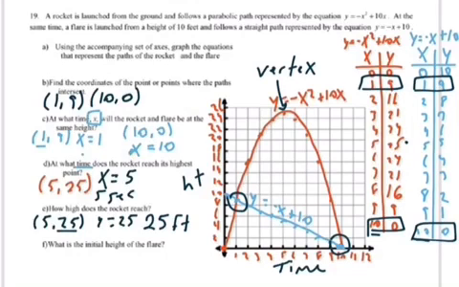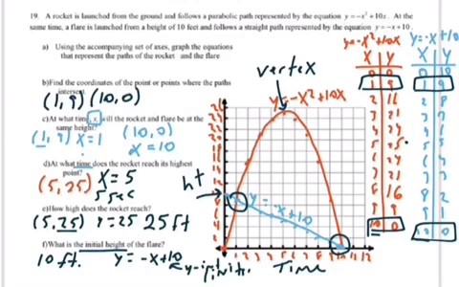For part F, the initial height of the flare, the initial height is where it touches the y-axis, which is going to be at 10 feet. You can also look at the equation, negative x plus 10, and your initial height is going to be the same thing as your y-intercept, which is the initial height.